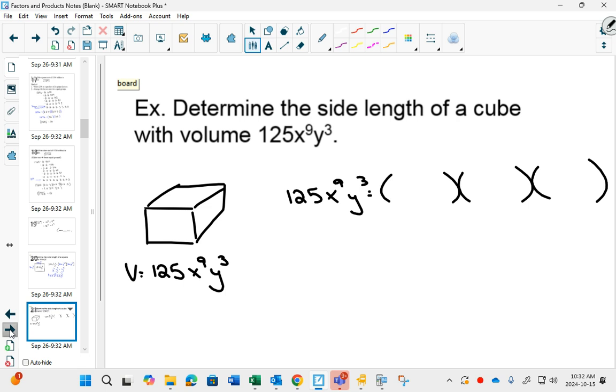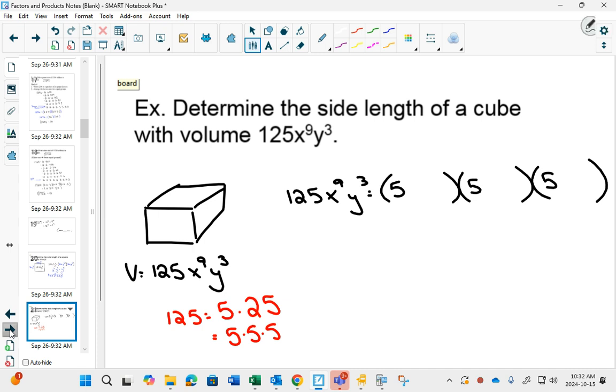If you had 125 x to the 9y cubed, think about the number first. Is 125 a perfect cube? Was it on our list of perfect cubes? Yes. 125 is a perfect cube. It is 5 times 5 times 5. Again, if you don't remember that, you could break it up with prime factorization and say I can divide 125 by 5 and get 5 times 25, which makes it 5 times 5 times 5. So I can break up the 125 to 5 times 5 times 5.